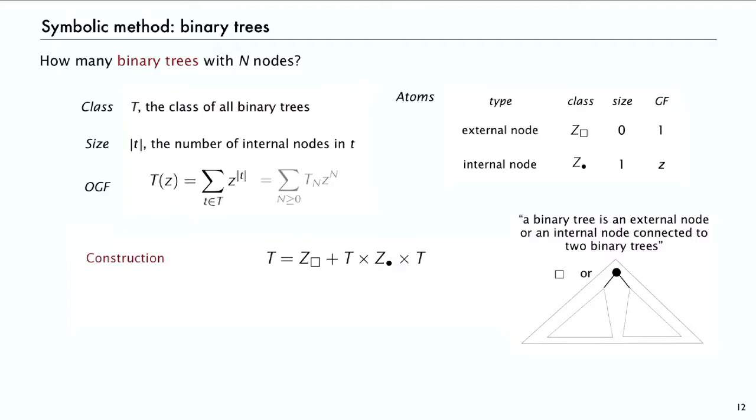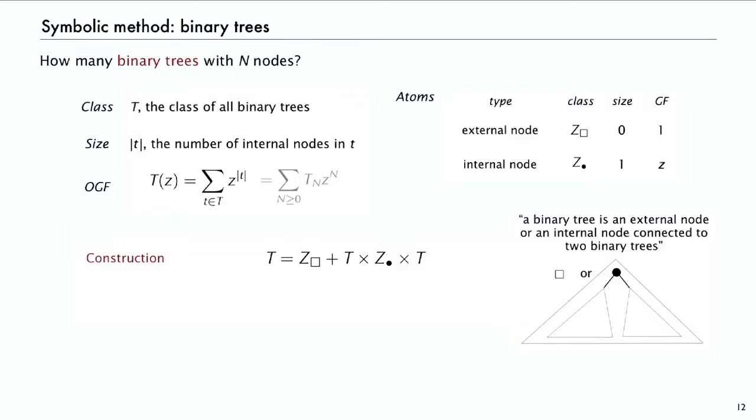You can read it in English or you can read it in math. It says a binary tree is an external node, or it's a tree connected to an internal node connected to a tree. And that's what we mean by a binary tree. This just makes it rigorous. So that's the construction. That's a description of the class of all binary trees, a recursive description, but it's a description of the class of all binary trees.